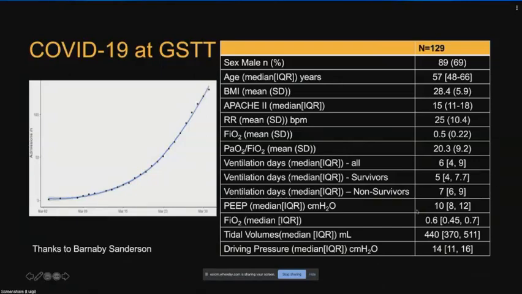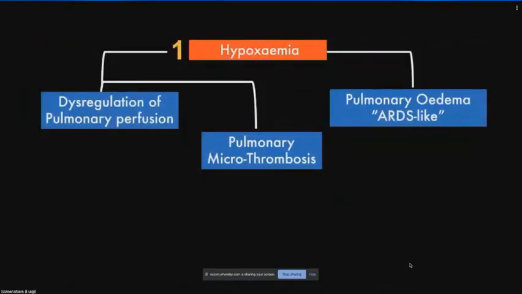Now, I'm not going to spend much time on this. This is very preliminary data just for you to see, but you can see the number of patients, the driving pressure, and the ventilated days, and mainly a moderate to severe PF ratio that is compatible with moderate to severe disease. But I think it's important to look back and think about how these patients present from a hypoxemic perspective.